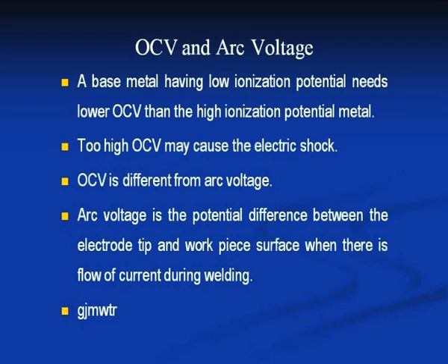Arc voltage is different from the open circuit voltage, and generally the arc voltage is lower than the open circuit voltage. Arc voltage is the potential difference between the electrode tip and the workpiece surface when there is a flow of current during arc welding, and it is generally found to be 5 to 10 volts less than the open circuit voltage. The open circuit voltage especially affects the stability of the arc.